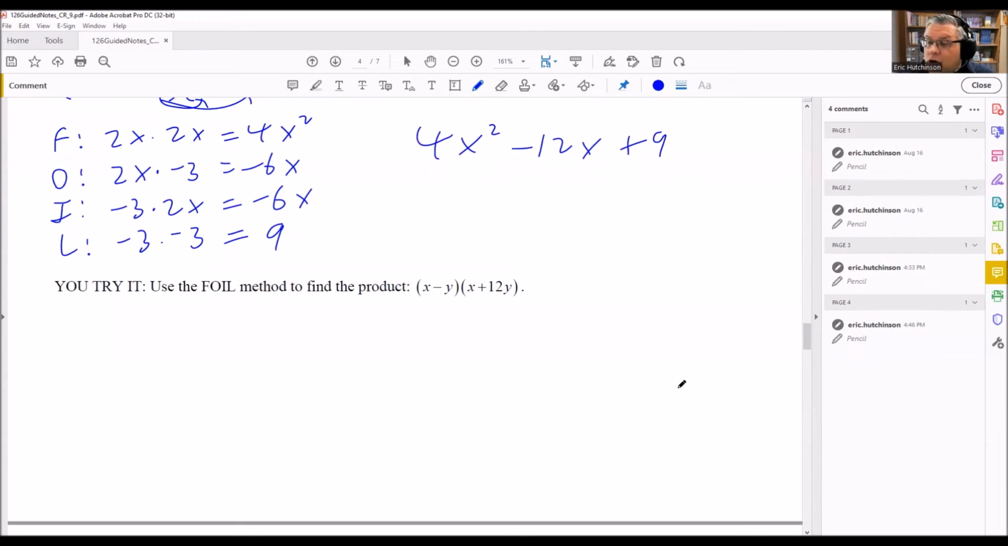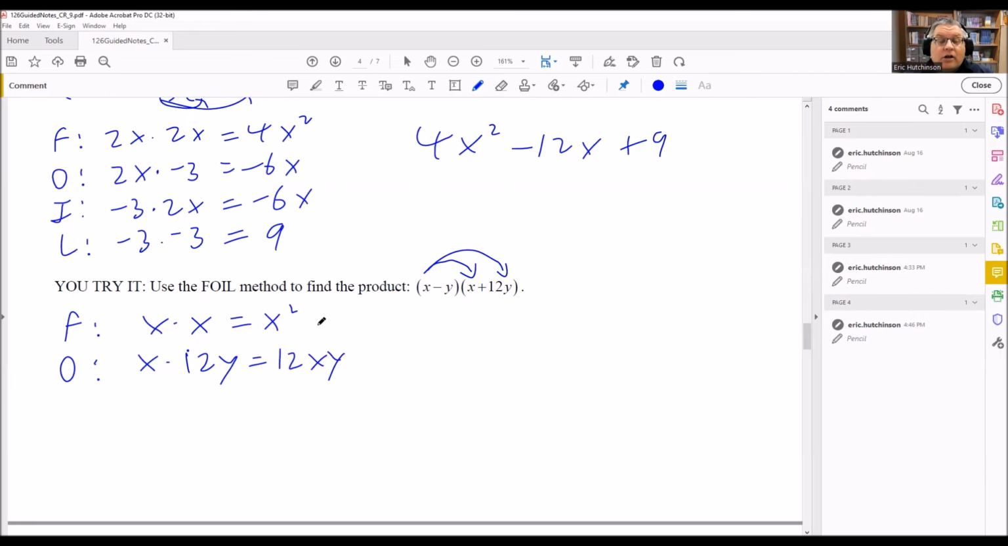And then we'll do one more. We'll do one of these that have two different variables. The process is still the same. F, you're multiplying the first terms, x times x. Then we're going to do the outer. If you're multiplying x and 12y, x times 12y. So this is x squared up here. X times 12y is going to give you 12xy.